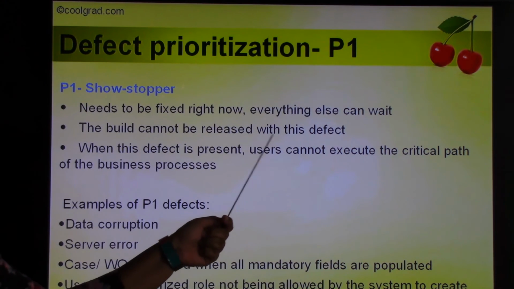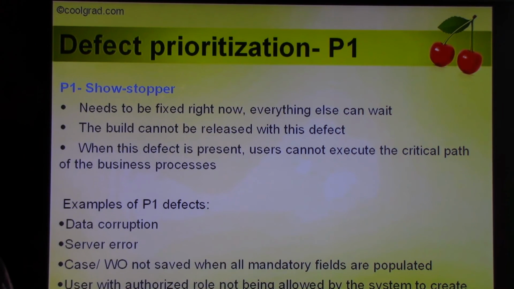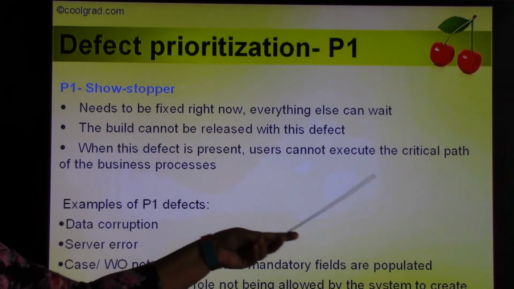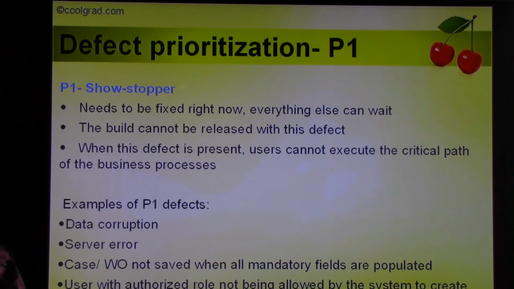The build cannot be released with this defect. We cannot migrate the code to the next environment. We cannot release it with this defect in place. It has to be fixed before we migrate code to the next environment. So that's a P1 showstopper defect. When this defect is present, the users cannot execute the critical path of the business processes. There's usually something called a critical path that needs to be executed to show the product owners that basic functionality is working fine, and it's right on the critical path. So these are P1 defects.